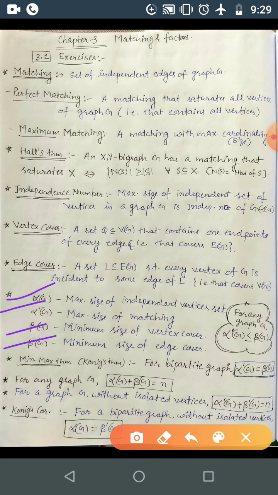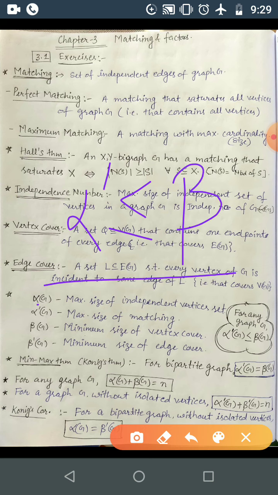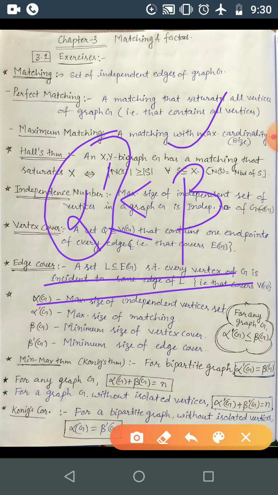For any graph you have one relation between alpha dash and beta: alpha dash is less than or equal to beta. For every graph you have this, because no vertex from the vertex cover can cover two edges of the matching. That's why the minimum vertex cover cardinality will be at least the maximum matching cardinality. This holds for all graphs G.